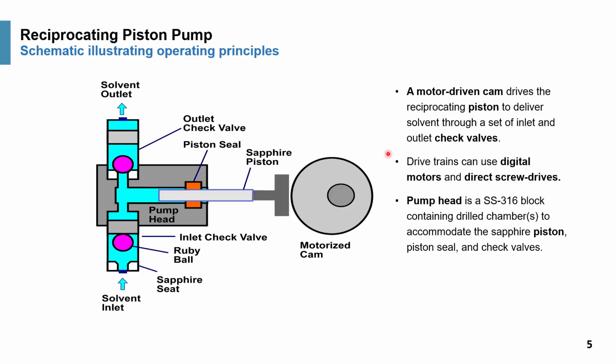So once again, here a summary. A motor-driven cam drives the reciprocating piston to deliver solvent through a set of inlet and outlet check valves. Drivetrain can use digital motor. In most modern pumps, it's driven by a digital motor. And also, most use direct screw drives to transfer the circular motion to linear motion. A pump has typically a stainless steel 316 block containing drilled chambers to accommodate the piston, seal, and check valves.